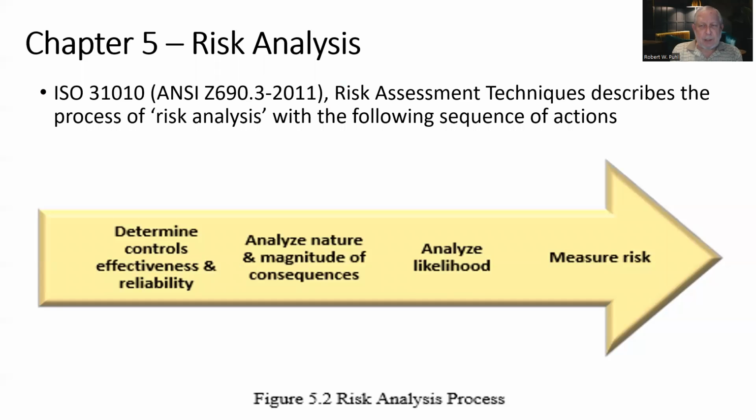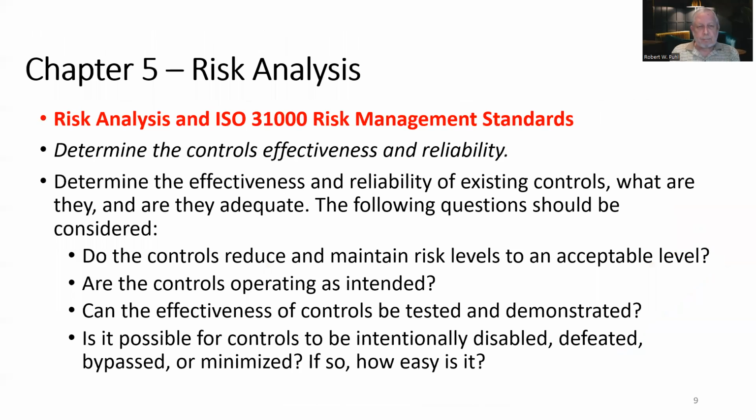Risk assessment techniques describe the process of risk analysis with the following sequence of actions: determine controls effectiveness and reliability, analyze nature and magnitude of consequences, analyze likelihood, and measure risk. Determine the control effectiveness and reliability. Determine the effectiveness and reliability of existing controls. What are they, and are they adequate? The following questions should be considered. Do the controls reduce and maintain risk levels to an acceptable level?